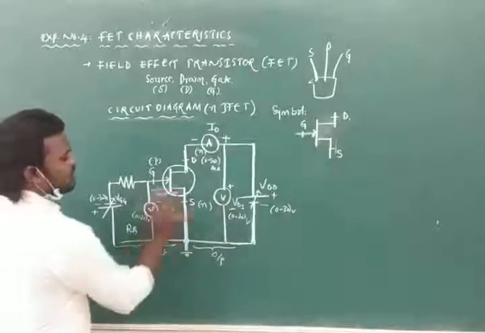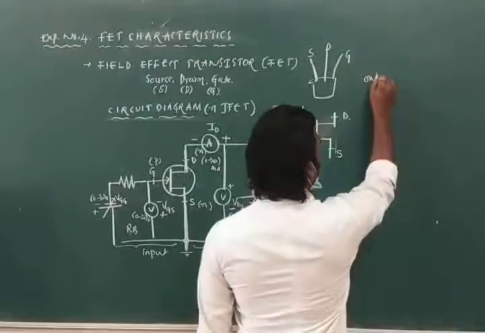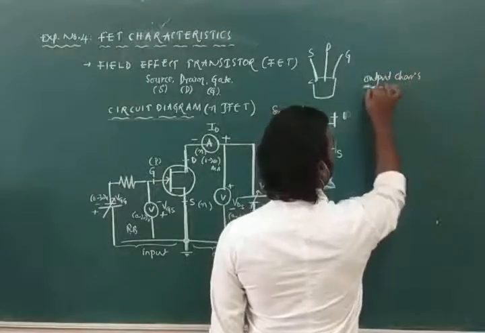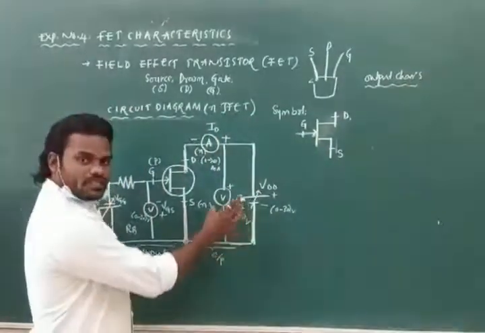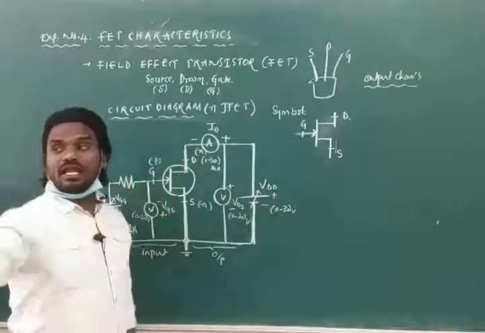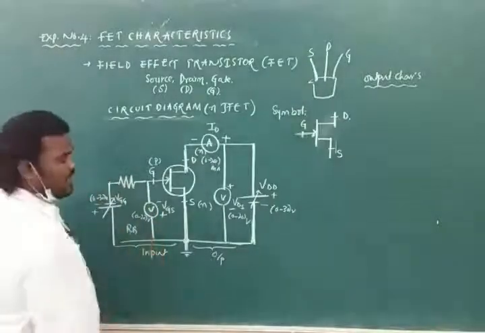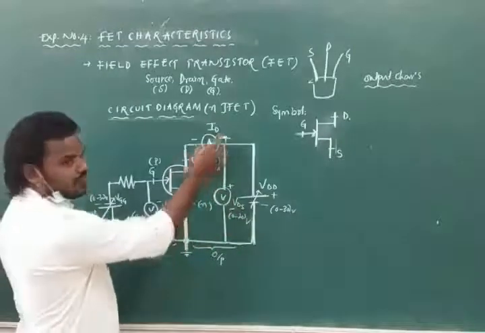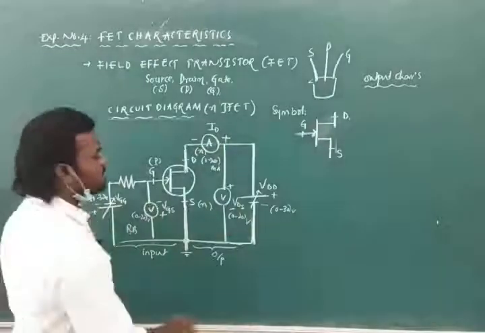Then we have to go with the characteristics now. Here we have the input circuit and output circuit, right? First I can go with the output characteristics. What is the definition of output characteristics? I explained it in the last class. Output characteristics means the relation between output voltage and output current by keeping the input current constant in case of BJT. But here there is no input current, so the output characteristic is nothing but the relation between output voltage and output current by keeping the input voltage constant.